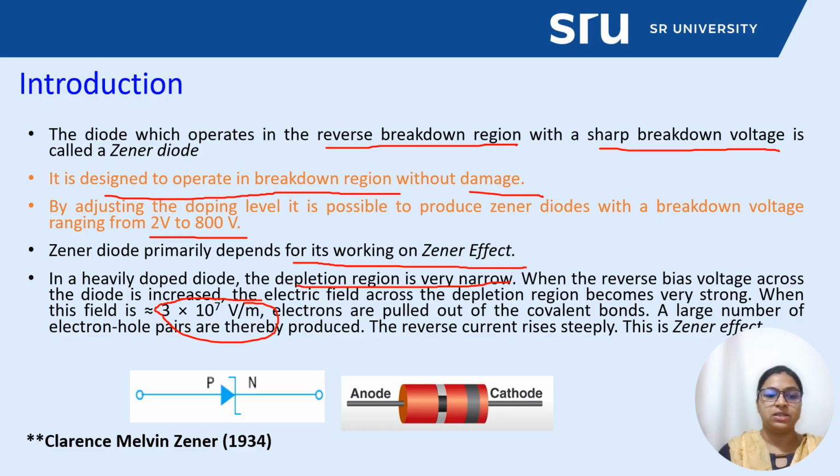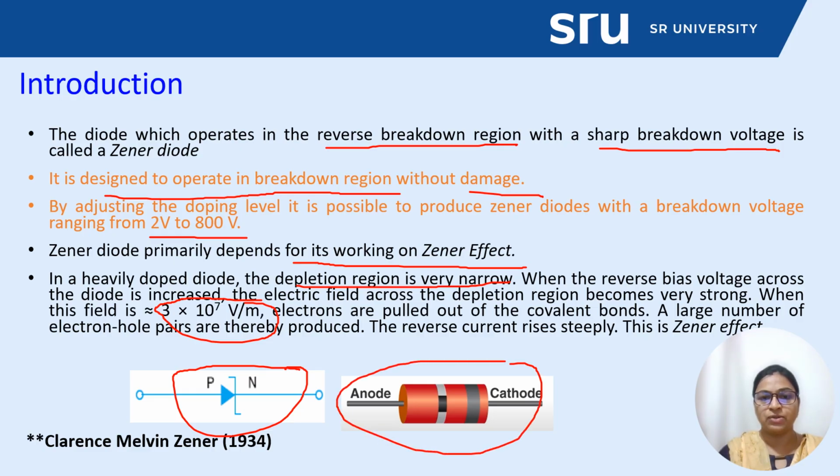So typically, the symbol of the Zener diode is this. This side is positive and this side is negative. And what we commercially see in the labs that looks like the Zener diode is this. This mark is indicating that this side is the anode and this is the cathode.